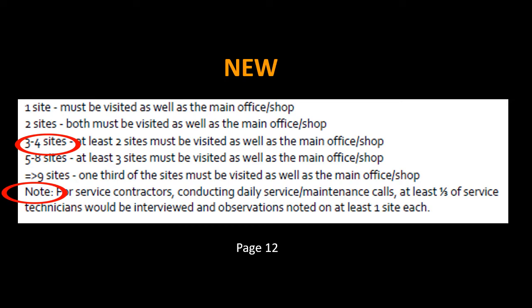As you see from the example in front of you there, 3 to 4 sites, at least 2 sites must be visited as well as the main office or shop. There's a note highlighted there too. For service contractors, site observations are based on how many technicians the company employs. For example, a HVAC company who employs 20 workers in total, including 12 technicians.